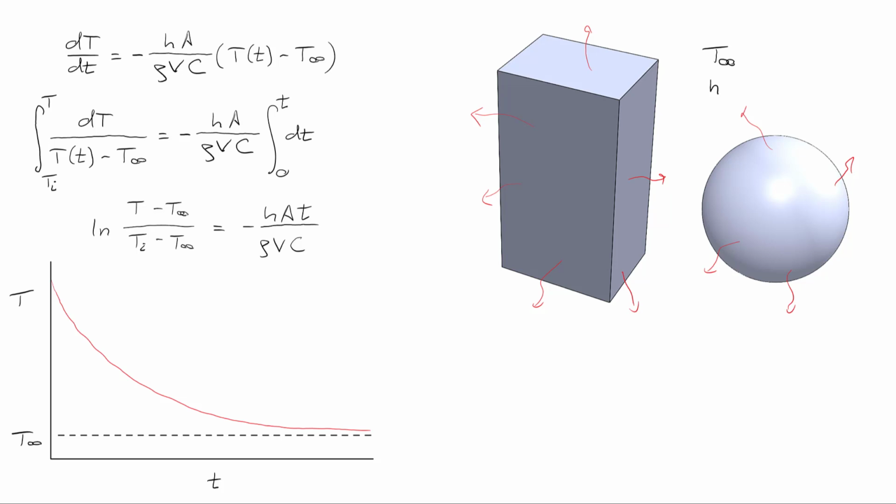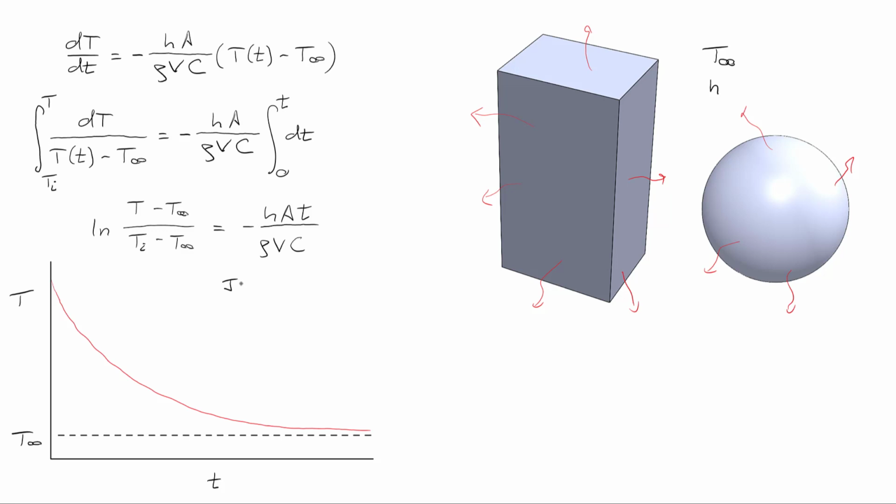Upon evaluating the integral, the left-hand side turns into the natural log of this ratio, and the right-hand side is equal to hAt over ρVc. Let's take a moment to check the units in our expression. Because the left-hand side is a dimensionless quantity, the right-hand side had better be dimensionless as well.